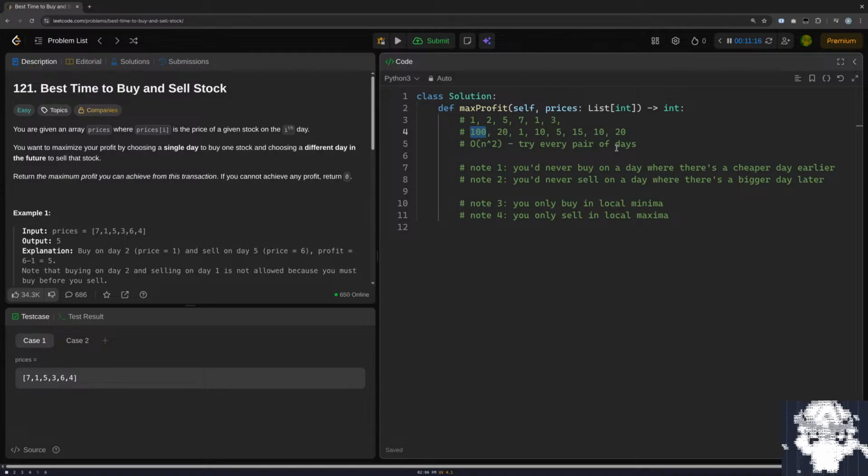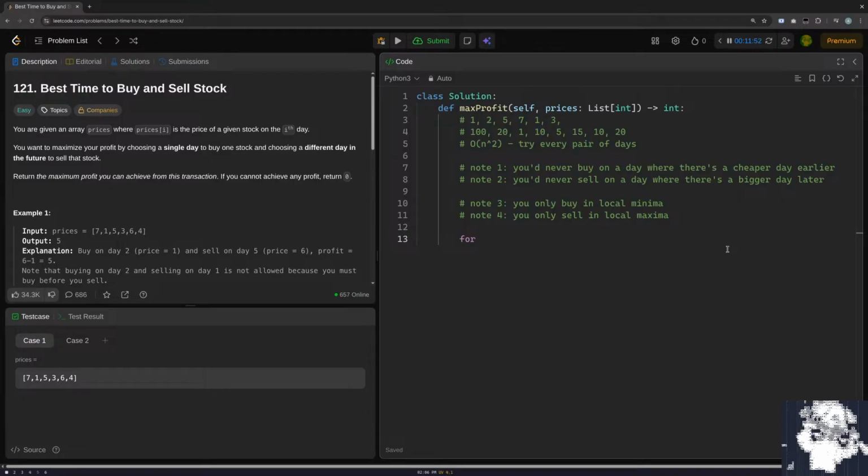So I guess at each point in the iteration, I can say the best that I could have bought it for so far is the minimum that came before me. And if I sell it here, I would make this much profit. So if I just go through all that and I remember the profit that I can make at each step, then I'll have the answer. So let's write that out.